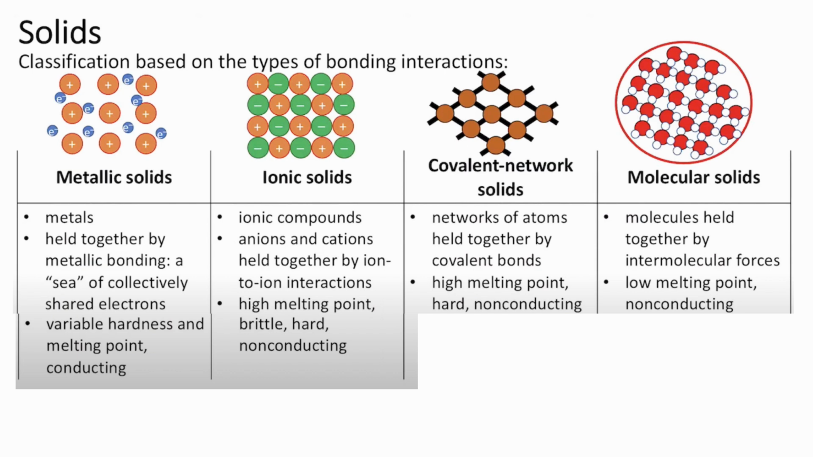So our covalent network solids, just keep in mind, they have extremely high melting points and high boiling points, but they do not conduct electricity under any circumstance. And then finally, we have our molecular solids. These are just held together by intermolecular forces. They have very low melting points, and they also do not conduct electricity. So the difference between these two options would be that your covalent network solids are going to have much higher boiling points and melting points than your molecular solids.